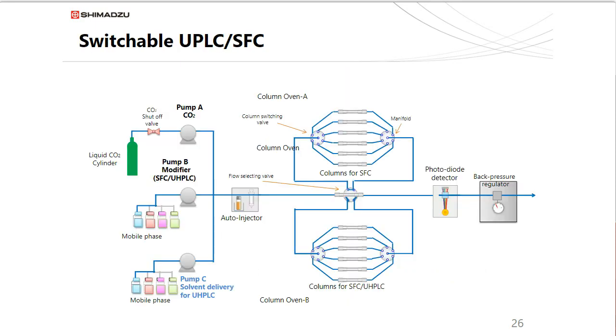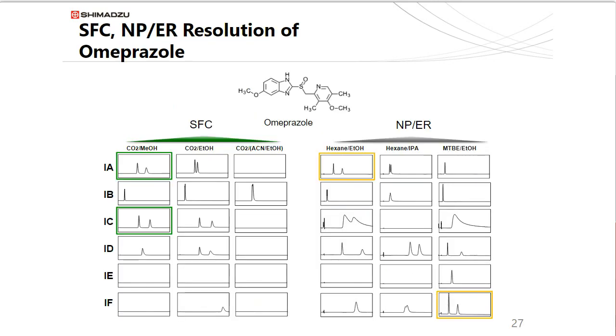Another option for screening is our switchable system that allows you to switch between UPLC and SFC. Shown here, we have up to 8 different modifiers running through up to 12 different columns. So using our switchable system, we were able to look at comparative runs between SFC and normal phase or extended range resolution of omeprazole. As shown here, we found various hits and various solvent combinations.